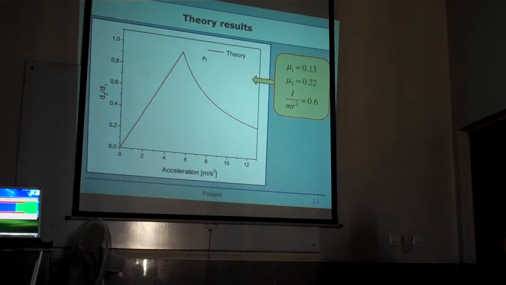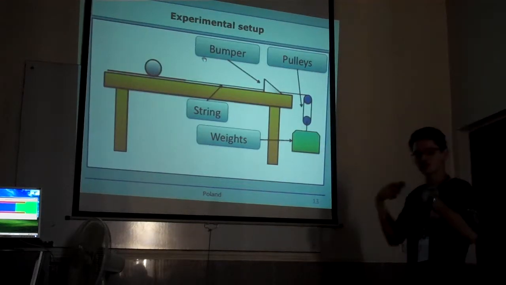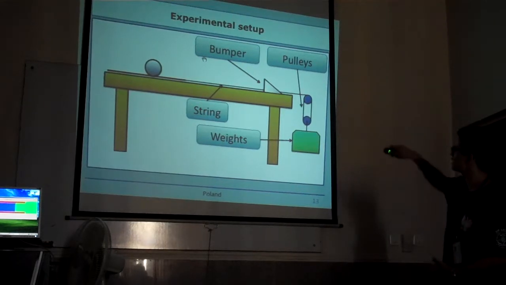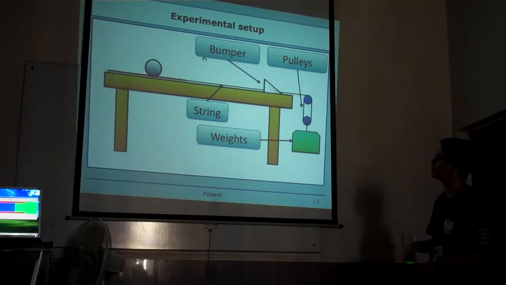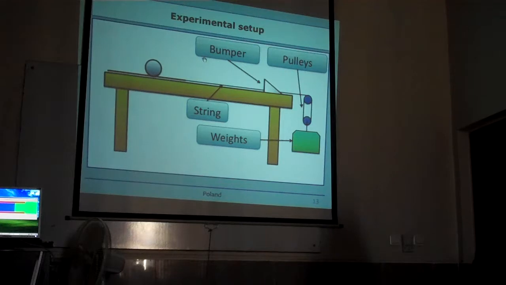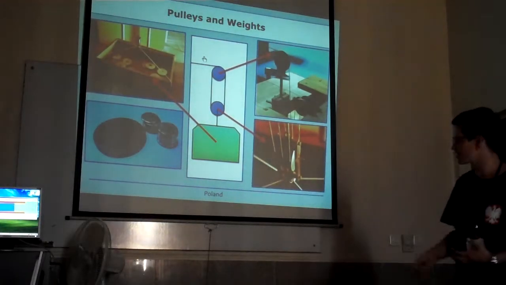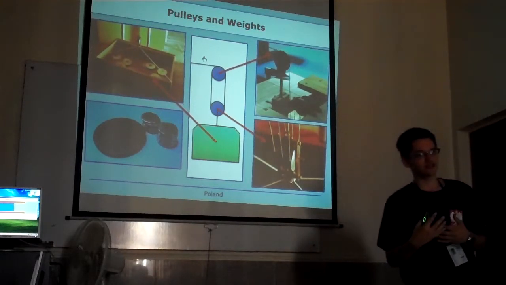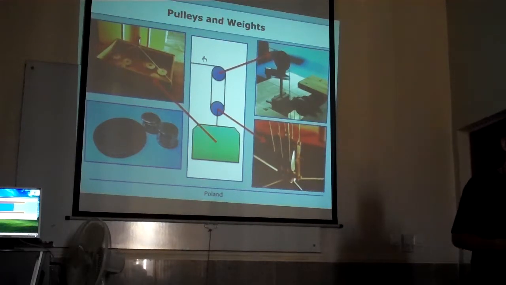In order to check if this is right, we've built the following experimental setup. In order to achieve constant acceleration of the paper, we attach the paper with line to pallets and attach some weights. By increasing weight, we could achieve greater acceleration. And pallets were used so we can achieve acceleration greater than gravitational acceleration.